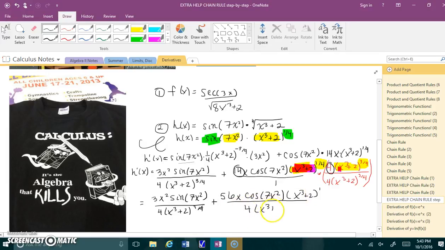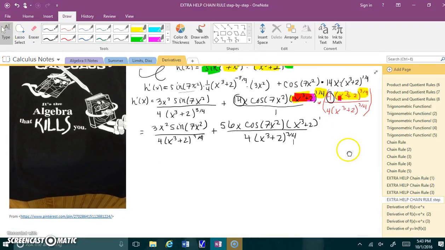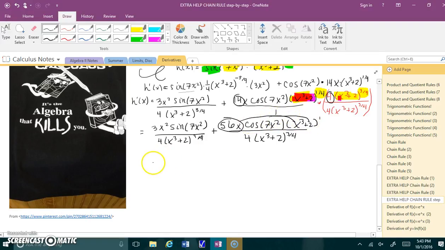And that's over our denominator. And there's just one last thing I need to do. Let me scroll up here, and that's to write it over that common denominator. One other thing I could do is multiply or distribute this here and here, and then put my cosine of 7x squared at the end. That would make it look a little more tidy.